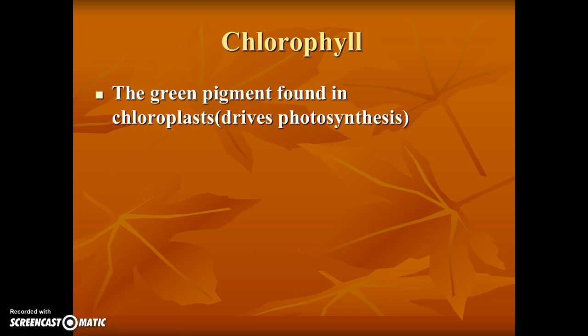Chlorophyll is the green pigment found in chloroplasts. You guys are familiar with chloroplasts because it's an organelle found in plant cells. But we know chloroplasts are green. What makes them green? It's the chlorophyll. It fills up the chloroplast. So chlorophyll is the actual pigment found inside of the chloroplasts.